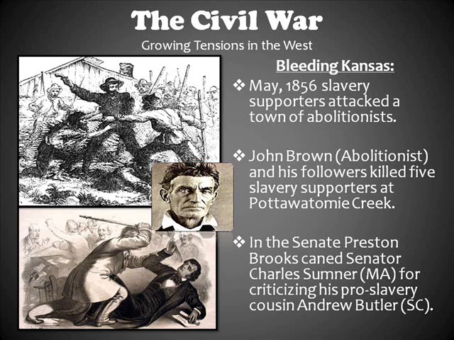Armed bands began roaming the territory of Kansas, and newspapers began to call this area Bleeding Kansas, meaning that there was so much bloodshed and blood was being spilled everywhere that because of the violence, it is now Bleeding Kansas.